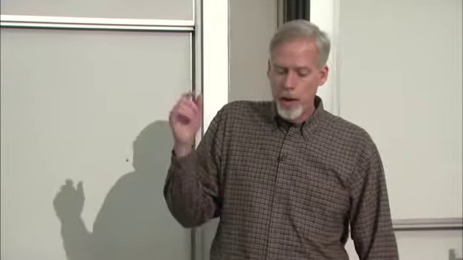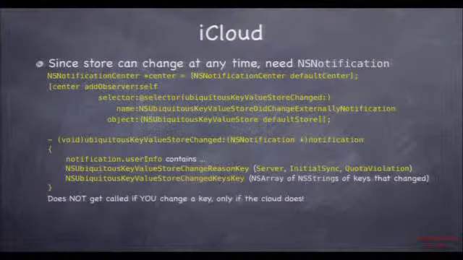So how do you find out when your key value store changes, right? You've got this default store, and you don't immediately get the latest changes. It comes down at a certain time. And how do you find out? NSNotification. And the notification you sign up for here is called NSUbiquitousKeyValueStoreDidChangeExternallyNotification. And you just sign up to get that.